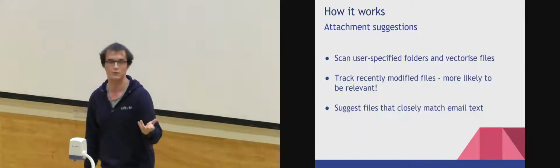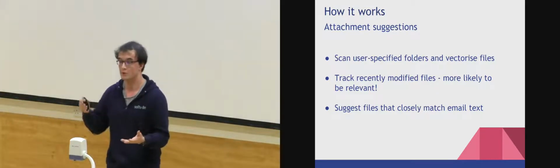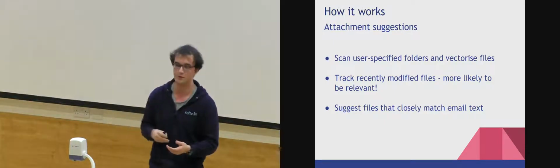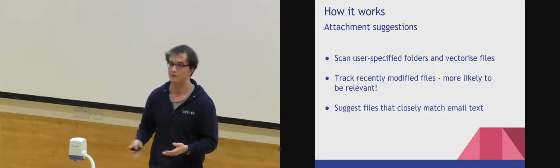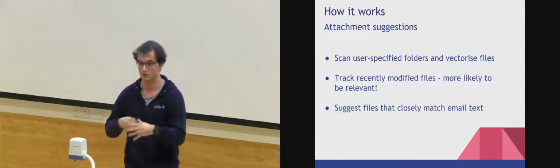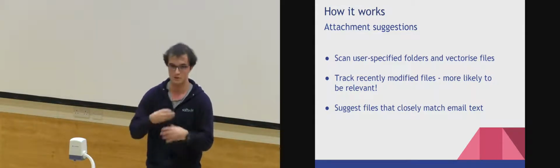The last bit of our project was the attachment suggestion. The attachment suggestion looks at a couple of folders that the user can specify, so the user can specify which folders we're allowed to look in, and then it looks at the files in those folders and keeps track of the vectorization of those files, so it looks at the content, and it keeps track of the files that were most recently changed, because those are most likely to be wanted as an attachment.